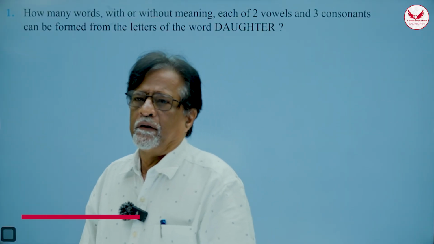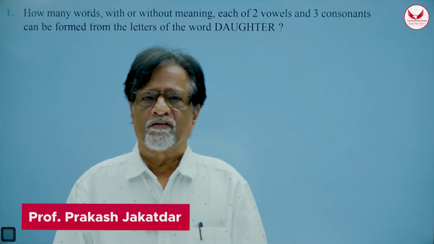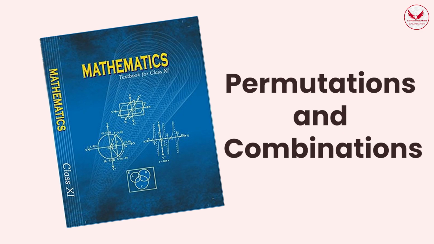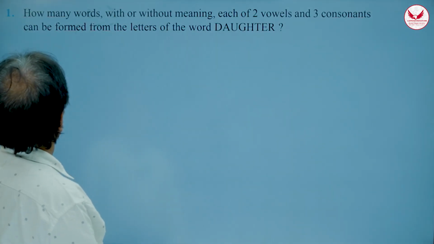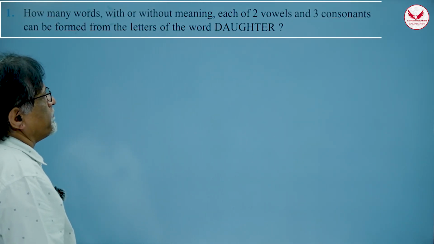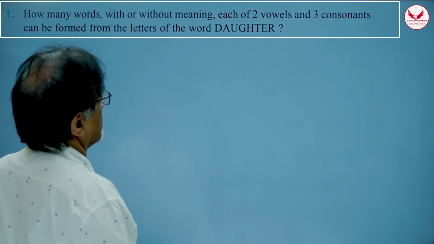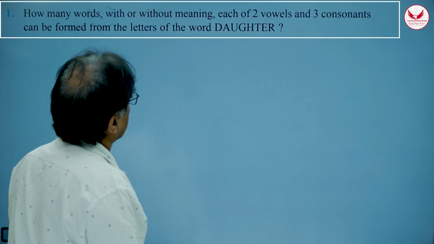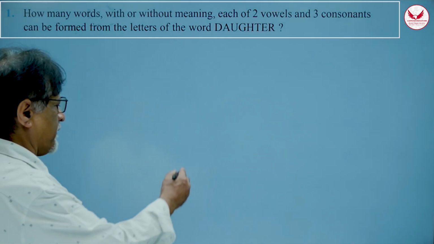Students, now let us concentrate on the miscellaneous exercise in chapter 6, that is permutation and combination of your NCERT book. We are going to solve the problems from the miscellaneous exercise. Now the first problem reads like this. How many words with or without meaning, each of two vowels and three consonants, can be formed from the letters of the word daughter?